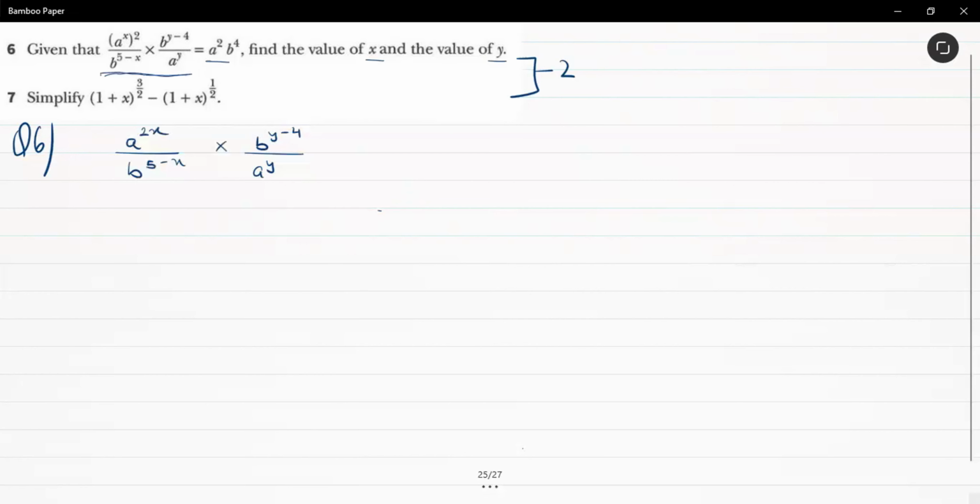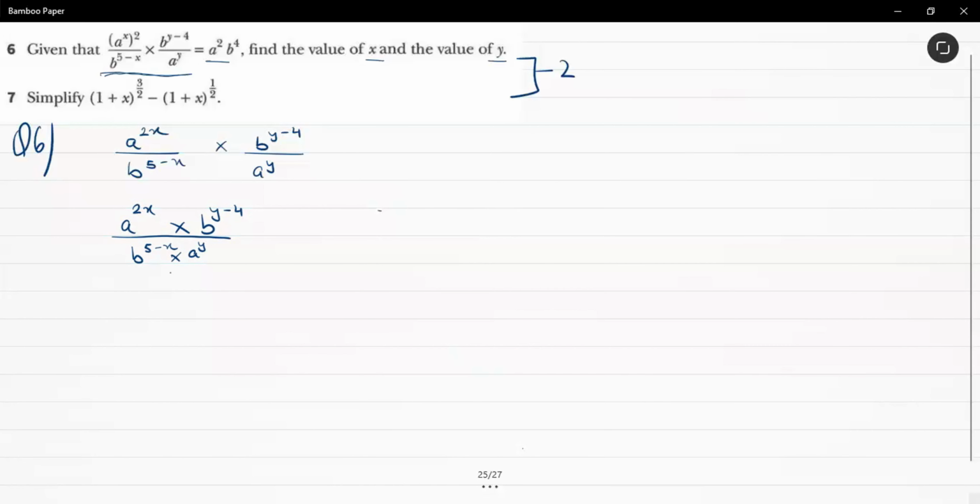So again, the first thing you do is simplify everything. Then what we do is multiply this. So we are going to get a to the power 2x multiplied by b to the power y minus 4, divided by b to the power 5 minus x multiplied by a to the power y. Now, as we know this is going to be multiplied, we can take the denominator to the numerator by subtracting the power from the numerator.